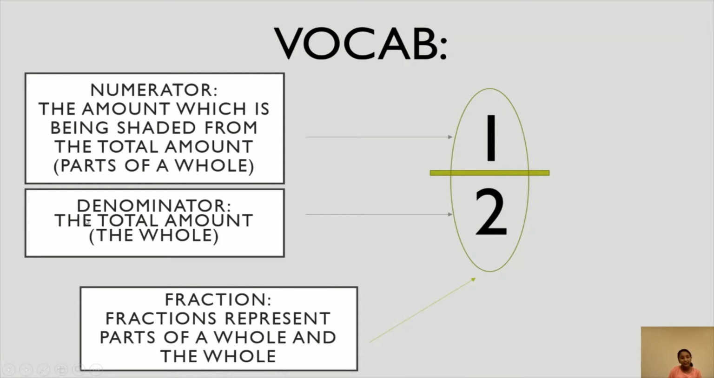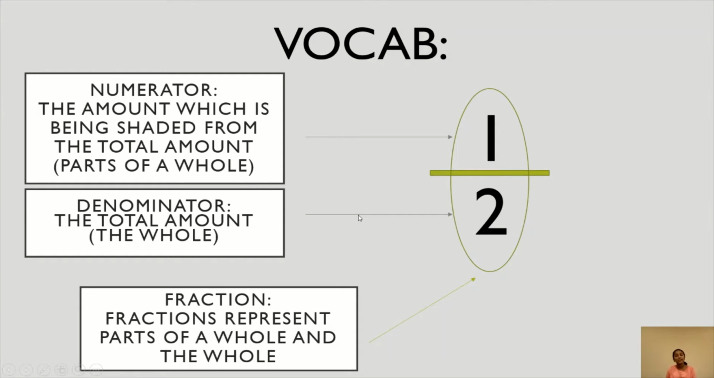And the denominator is the total amount, which is the whole. So the numerator are the parts of a whole, and the denominator is the whole itself. And now, what is a fraction? So fractions represent parts of a whole and the whole. So in a fraction, there are always only two numbers, and there can be a line in between the two numbers, or sometimes it would be a slash. There isn't really a straight line option on my keyboard, so I used a slash in this video, but always remember that is the same as the line in this fraction shown here.